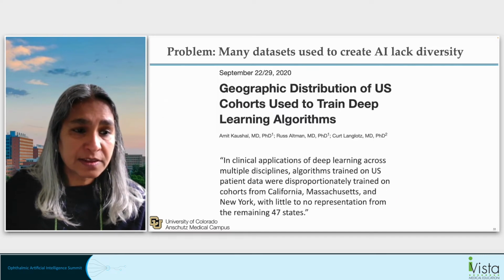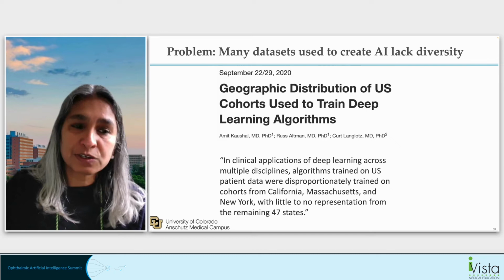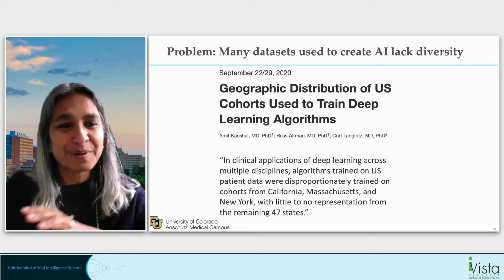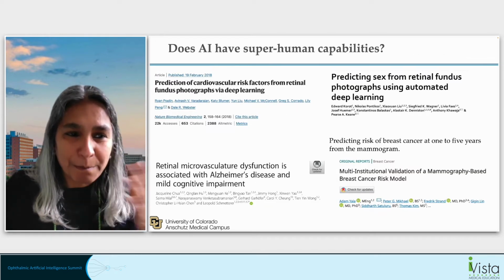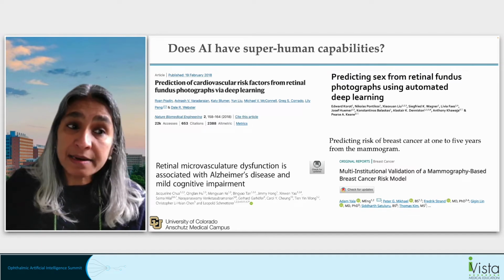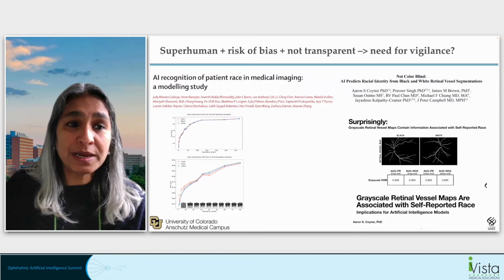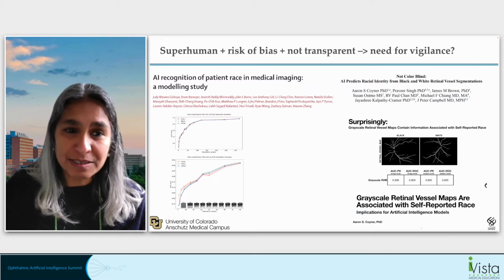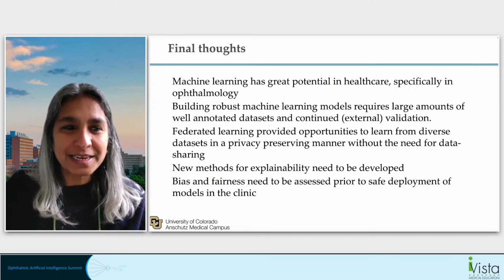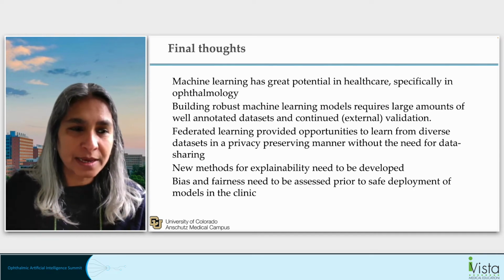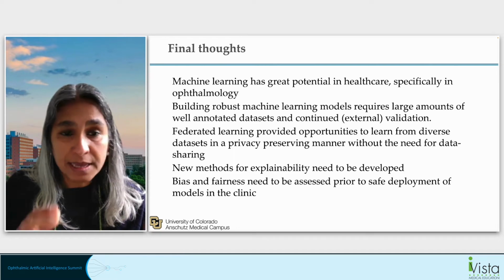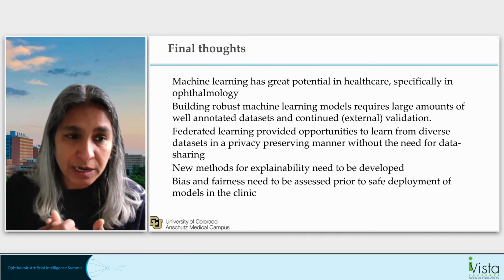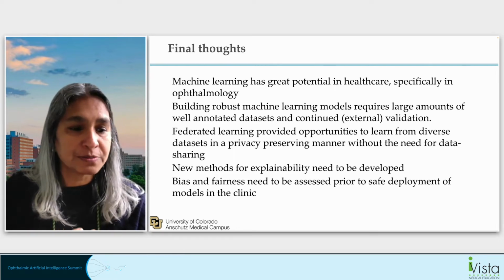And then race is another issue. Bias is another issue that was talked about. Most of the data comes from certain parts of the US, and we really need a diverse data set. And AI has superhuman capabilities. So between the lack of transparency, the risk of bias, and superhuman capabilities, we really need to be very careful. So these final thoughts: I'm very excited about what AI can do, but there are many different challenges, including the need for diverse data sets and the risk of bias. Fairness and bias need to be fully established before we can deploy them. So thank you.